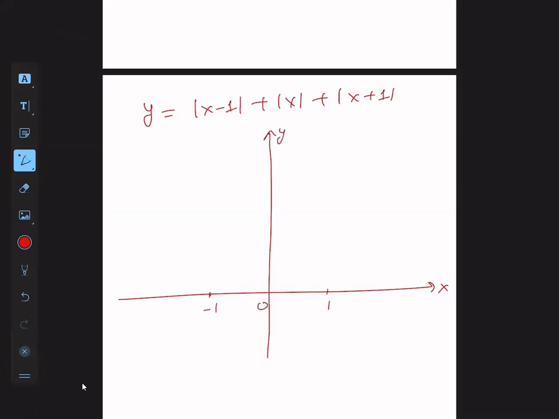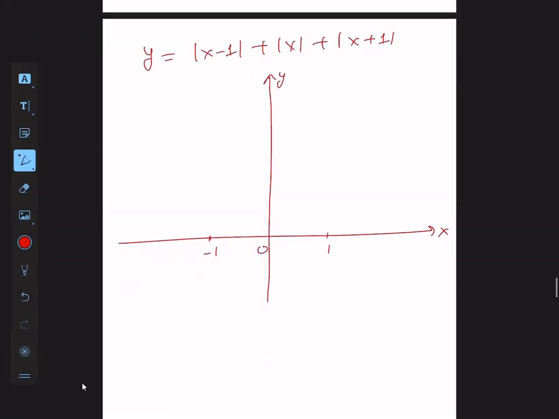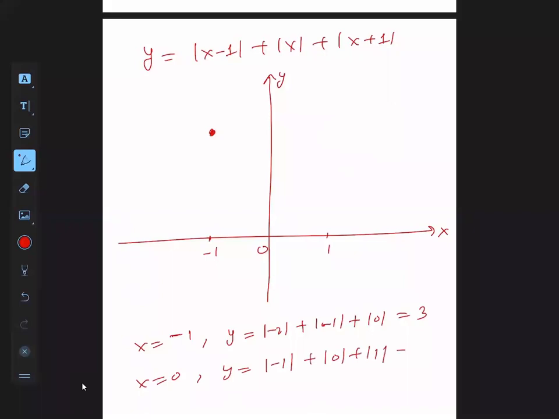Can you calculate the value at x is equal to -1 here? If x is equal to -1, then what is the value of y? It is mod of -2, mod of -1, mod 0. That is, it is 3. So this is 3. Now, if you put x is equal to 0, then y is equal to modulus of -1, modulus of 0, modulus of 1. So this is equal to 2.